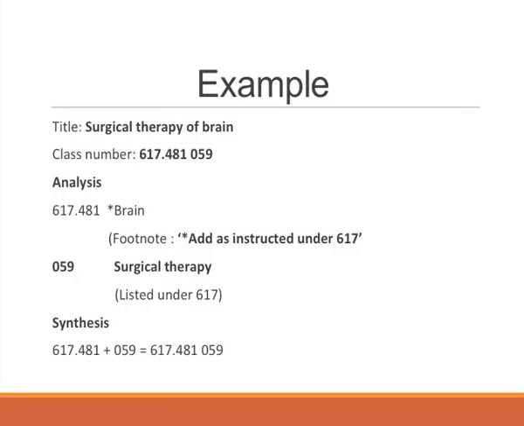617.481 for the brains. So, how do we synthesize the complete class number of this title? 617.481 plus 059 equals 617.481059. So, the complete class number of this title becomes 617.481059.